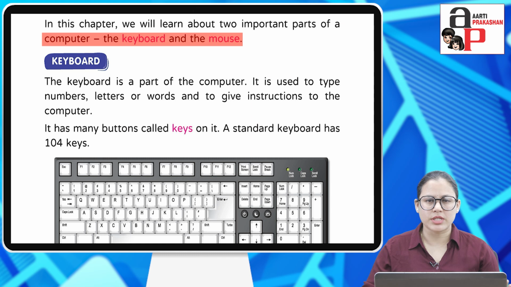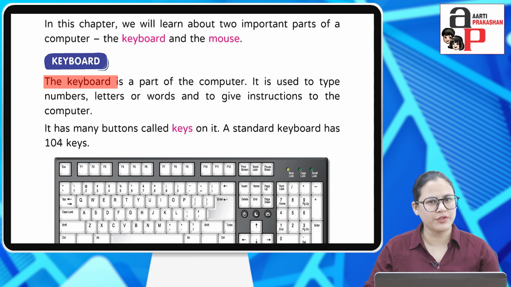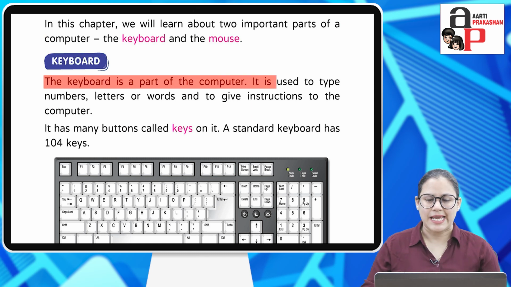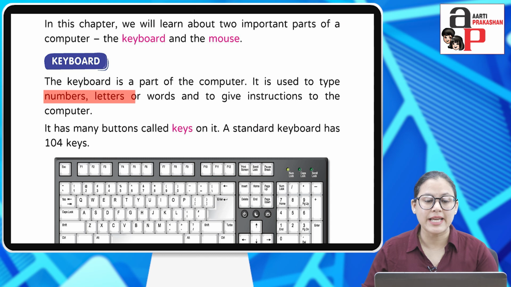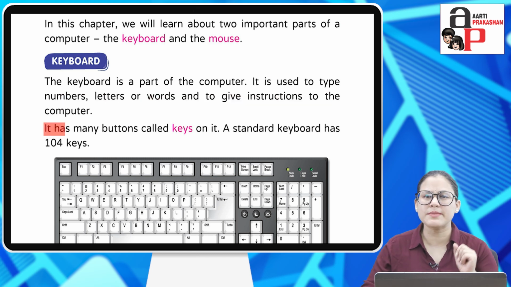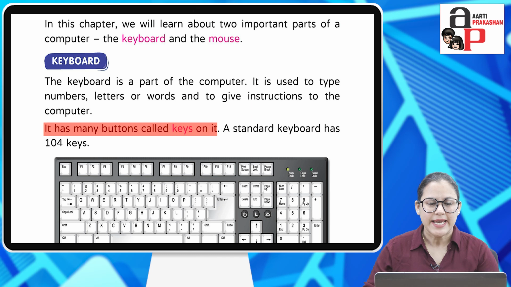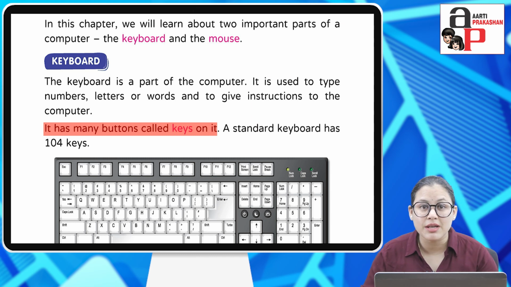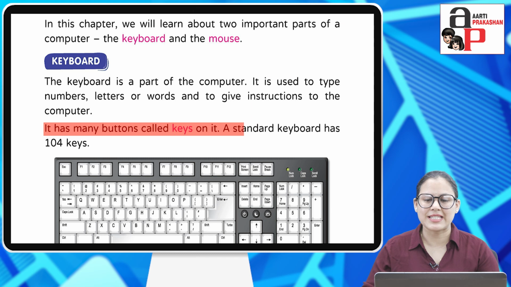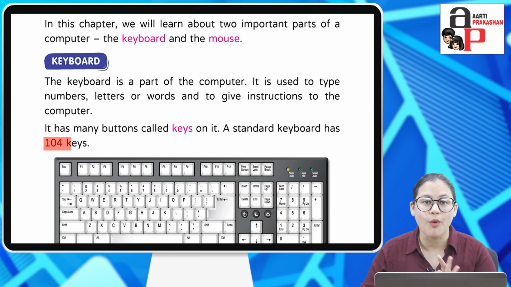So let's learn about keyboard. A keyboard is a part of computer. We know that it is used to type numbers, letters, or words and to give instructions to the computer. It has many buttons called keys on it. See, this is the keyboard. You can see there are many buttons, and these buttons are known as keys. A standard keyboard has 104 keys.